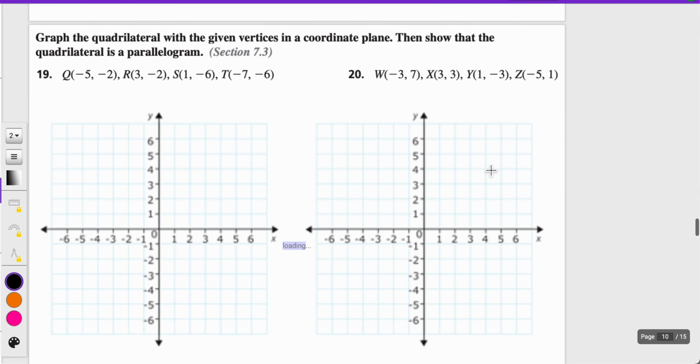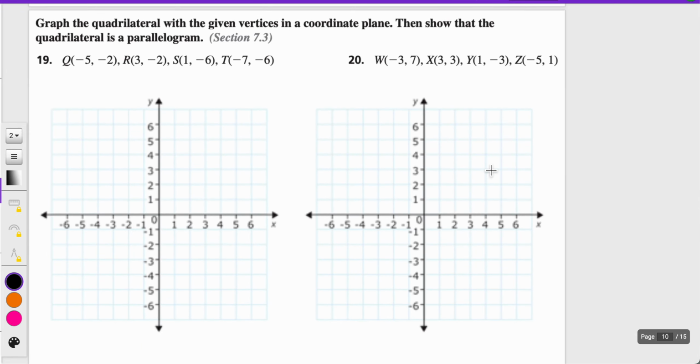For number 19 and 20, it says graph the quadrilateral with the given vertices in a coordinate plane, then show that the quadrilateral is a parallelogram. So the first thing I would do is go ahead and label my Q, my R, 3, -2, S, 1, -6, and T is -7, -6. Okay, and then I would go ahead and graph each one of those points and connect them.